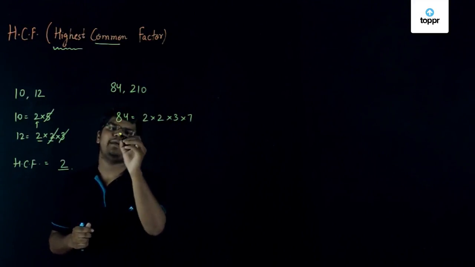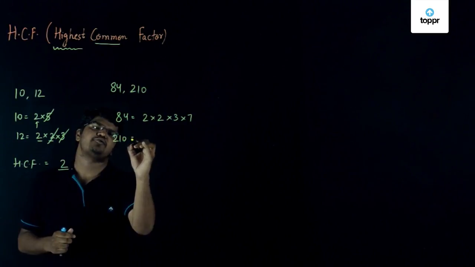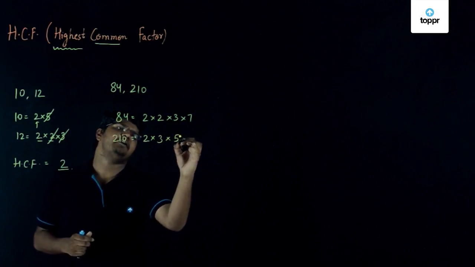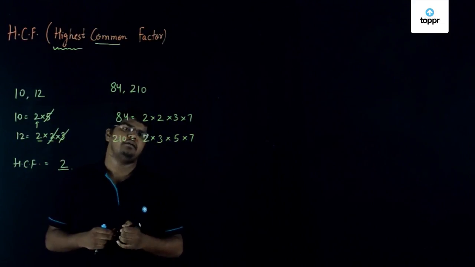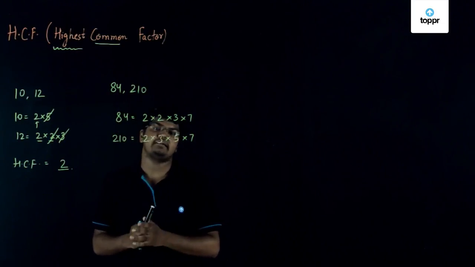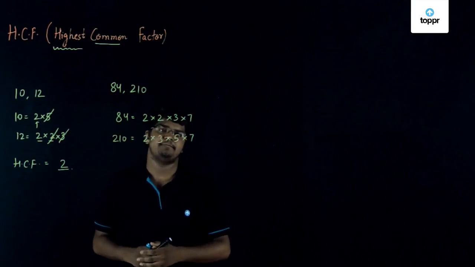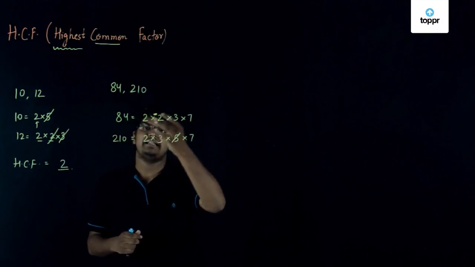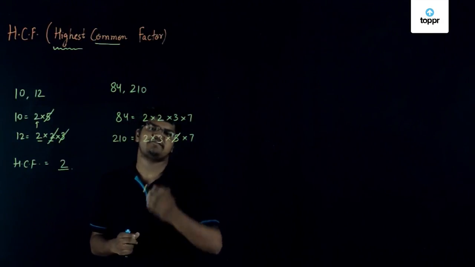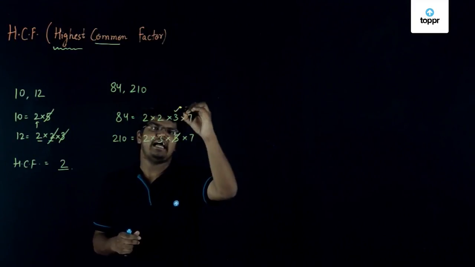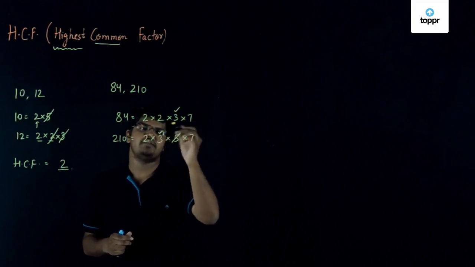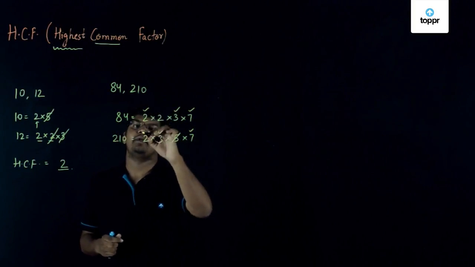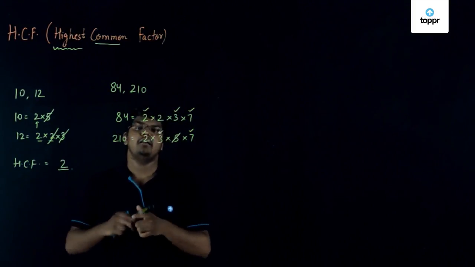Now let's find the prime factorization of 210. So 210 is equal to 2 into 3 into 5 into 7. And now let's find the common factors of 84 and 210. Since we have no 5 in the first number, that is 84, I can simply cut out this 5. Now I have 3 as the common number in both, 7 as the common prime factor in both the numbers, and 2 as well, but only one 2 is common in both the numbers.